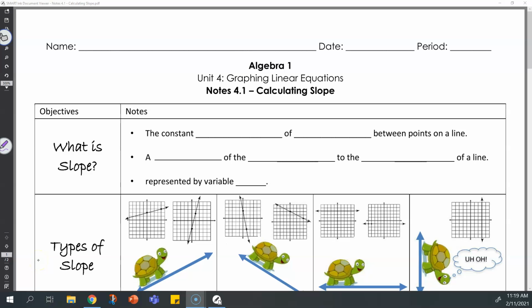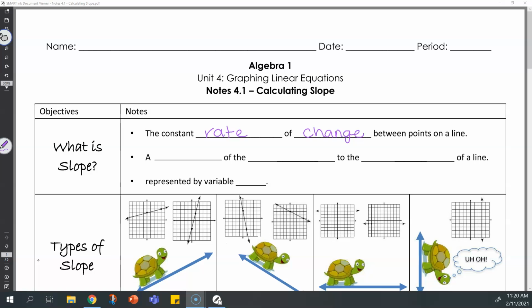Hey everyone, today we're going to learn how to calculate the slope of a line when you're given a graph of that line or 2 points that fall on the line. So, quick review of what slope is. Slope is the constant rate of change between points on a line. So how do I get from one point to the next point?